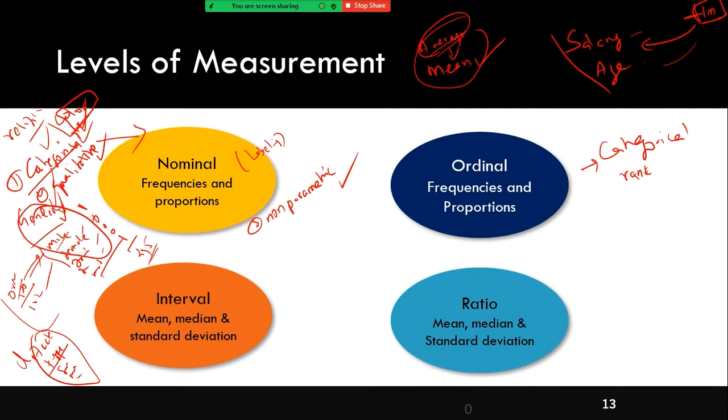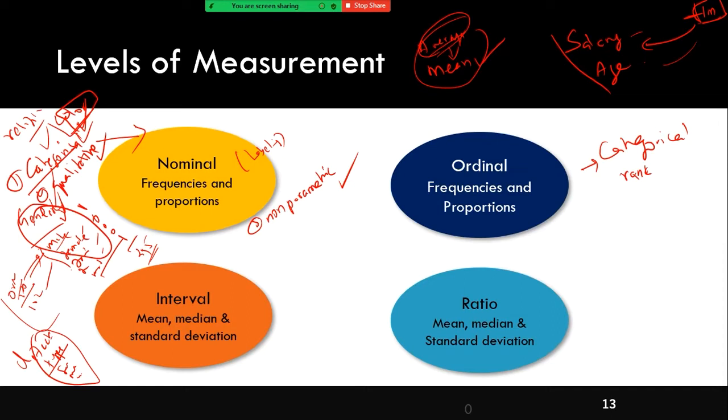Something like feedback. Let's say you run a restaurant. Once the customer finishes their meal, you ask them to fill in the feedback form. So they give a rating between 1 to 5, 5 being the highest. If they give 4 or 5, that means outstanding. If it is 3, they are not so satisfied, they are okay. One is poor, two is poor. So feedback is also a categorical variable.